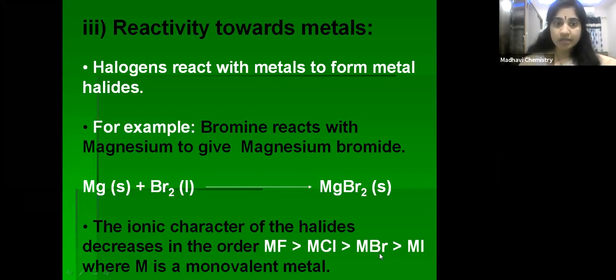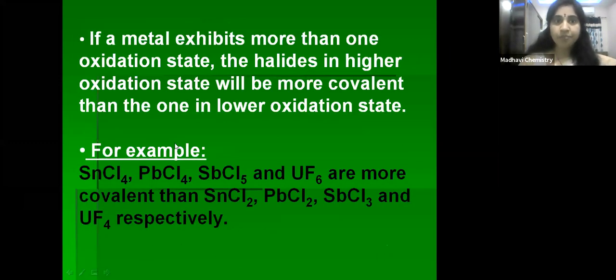Is that clear, children? One more point you have to remember. If a metal exhibits more than one oxidation state, the halides in the higher oxidation state will be more covalent than the one in the lower oxidation state. So if a metal reacts with a halogen and forms more than one metal halide, for example SnCl4 and SnCl2, in SnCl4 the oxidation state is +4, whereas in SnCl2, +2 is the oxidation state.